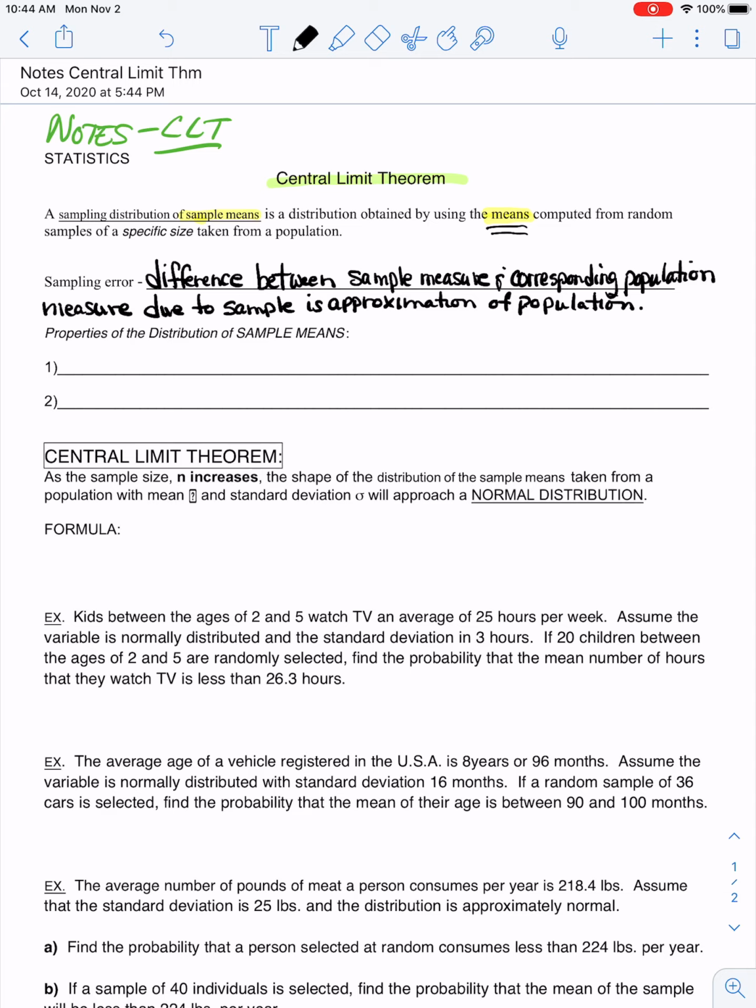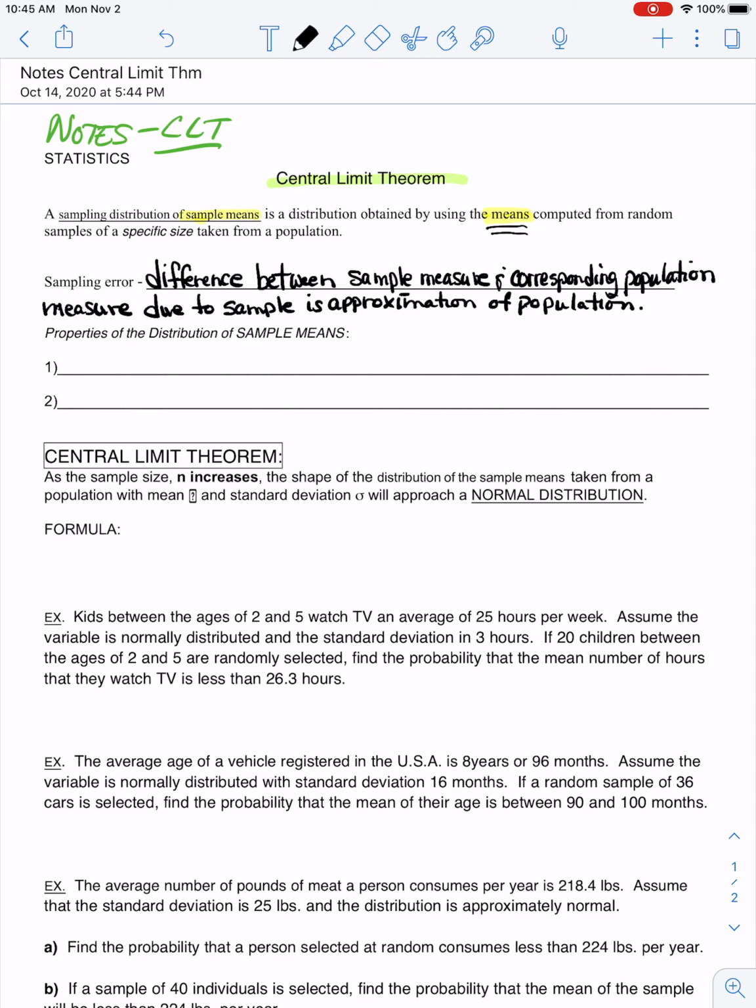Okay, so the sampling error is just the difference between the sample measure and the corresponding population measure. So it's the difference between the sample mean and the actual population mean, or the sample standard deviation compared to the population standard deviation, okay? So it's an approximation, the difference between the actual and what we've got in the sample.